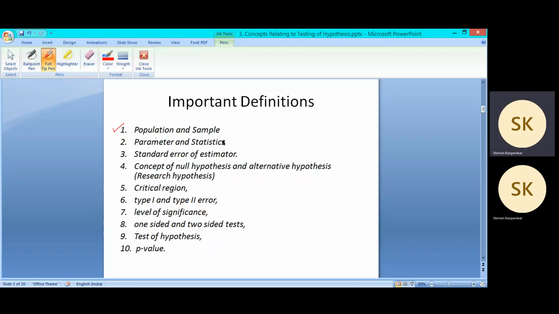Standard error of estimate, concept of null hypothesis and alternative hypothesis, critical region, type 1 and type 2 error, level of significance, one-sided and two-sided test of hypothesis, and p-value. So these are the contents of this unit. So let's understand this thoroughly.